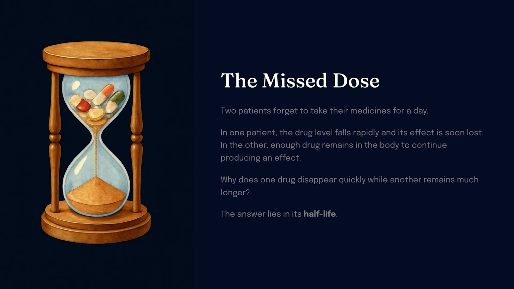Half-life, the missed dose. Two patients forget to take their medicines for a day. In one patient, the drug level falls rapidly and its effect is soon lost. In the other, enough drug remains in the body to continue producing an effect. Why does one drug disappear quickly while another remains much longer? The answer lies in its half-life.